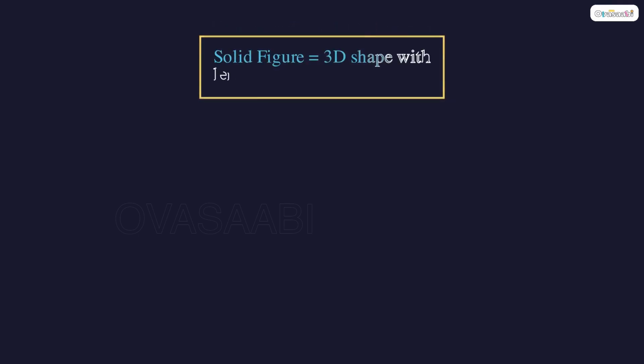A solid figure is a three-dimensional shape. It has length, width, and height. Unlike flat shapes, you can hold it in your hand.